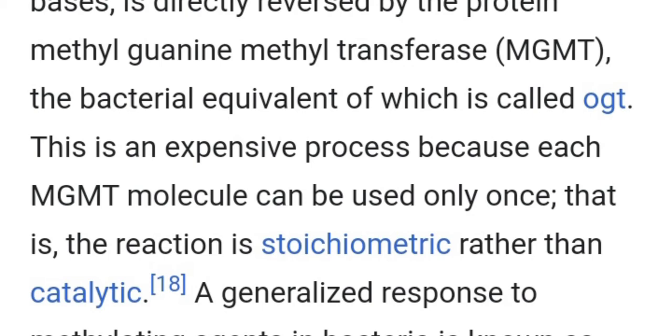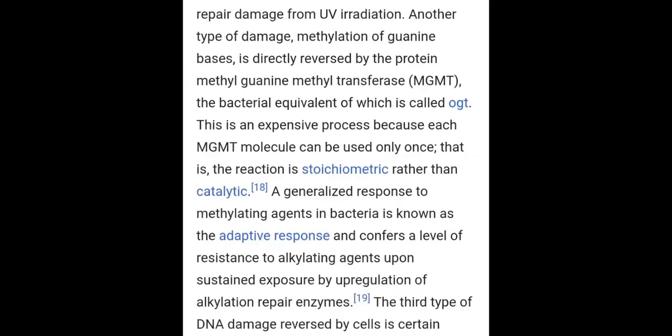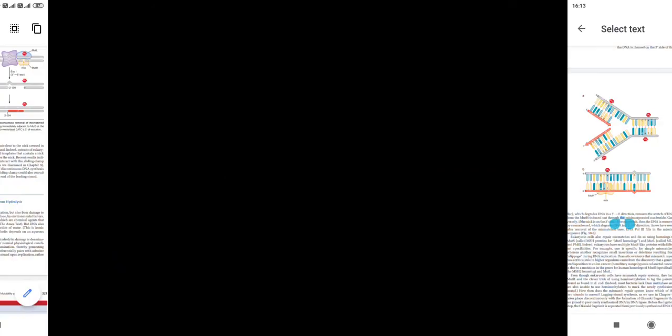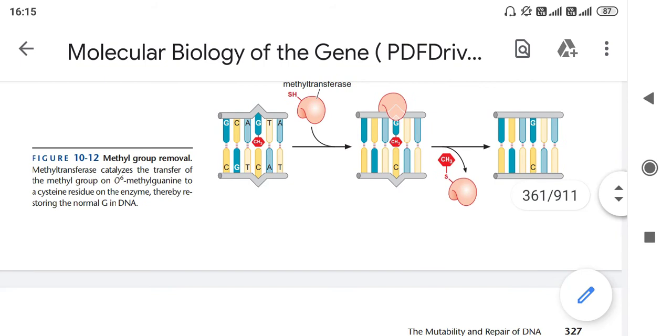This is actually the main function, to remove the alkyl groups and make them a normal base, but it is a very expensive process. Why is it very expensive? Because each time this enzyme will be used only once. It will transfer that methyl group into its own catalytic site, and it will not be recycled again. So we are sacrificing these MGMT molecules for correcting the mistakes. Let me show you the figure. Yeah, this is the figure.